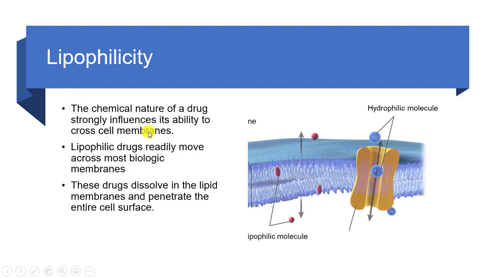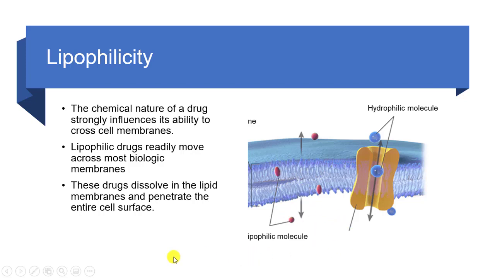So lipophilic drugs readily move across biologic membranes, and these drugs dissolve in the lipid membrane and penetrate the entire cell surface. So you can see here that a hydrophilic molecule will need to go through a particular transport or a particular channel, whereas a lipophilic molecule can be bypassed or can be transported readily via the lipid bilayer or the layer of the cell.